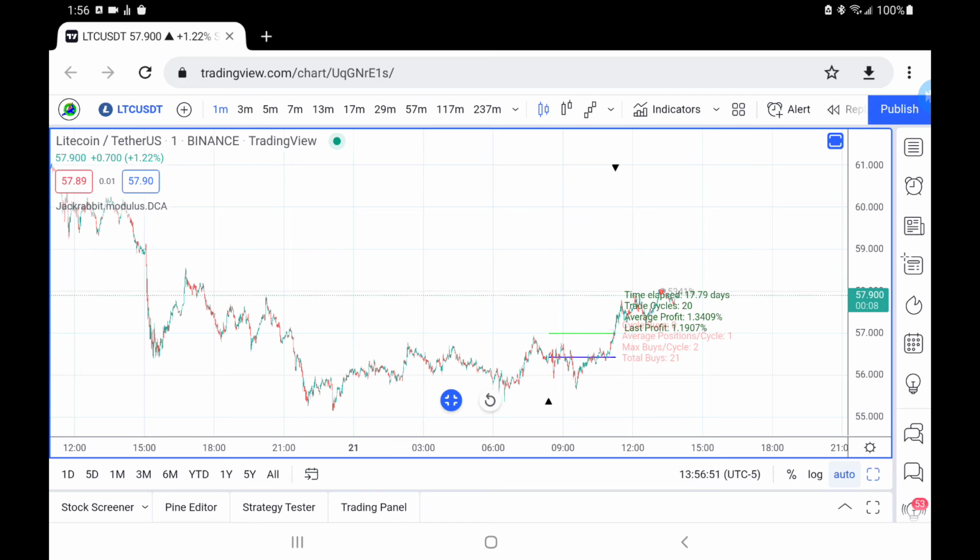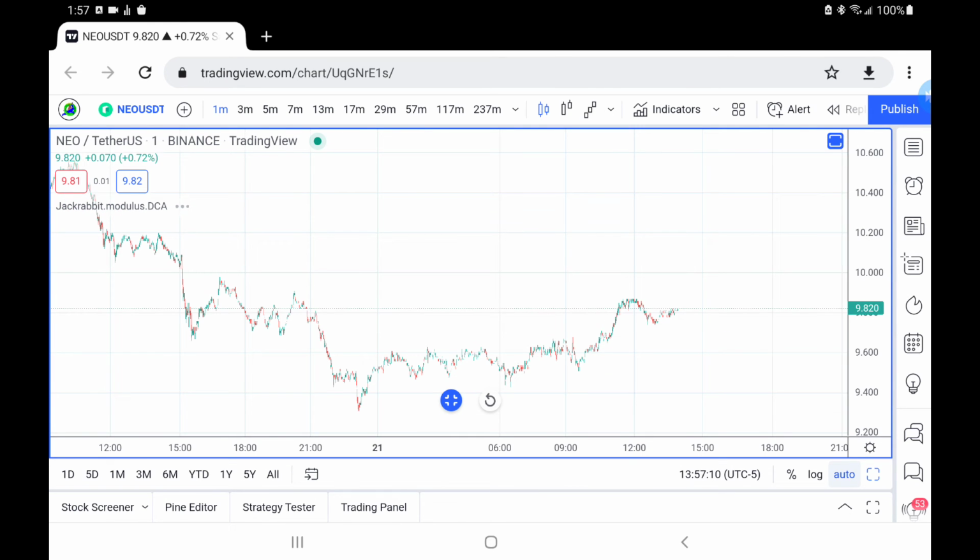$20 trade cycles for LTC. Also minimal risk. Here we have a trade on the screen. Short, simple, complete. Well worth looking into, investigating, and researching. Neo, 13 trades, not bad, and well, really pretty good.